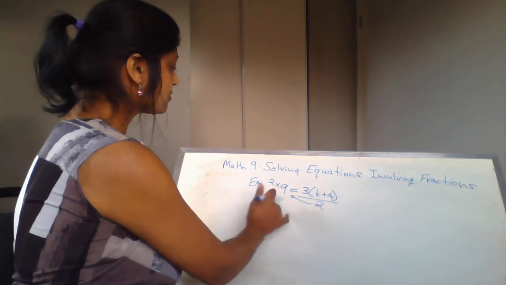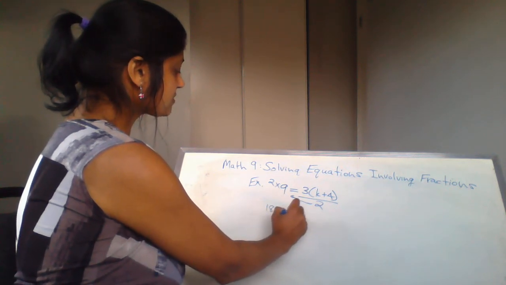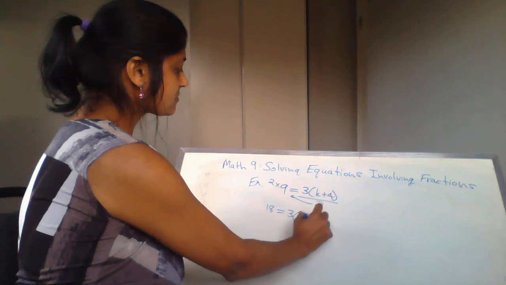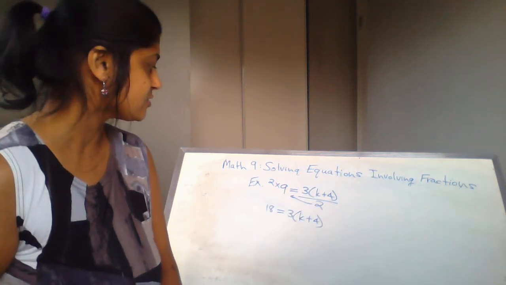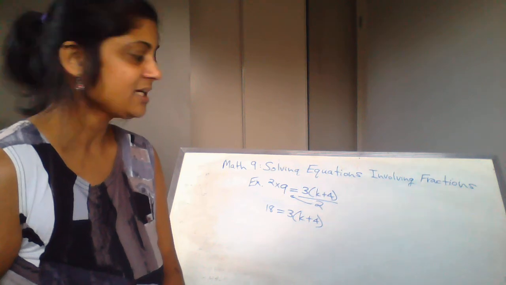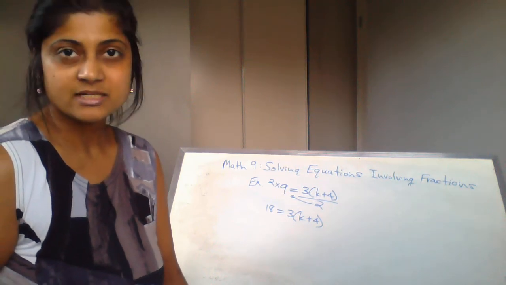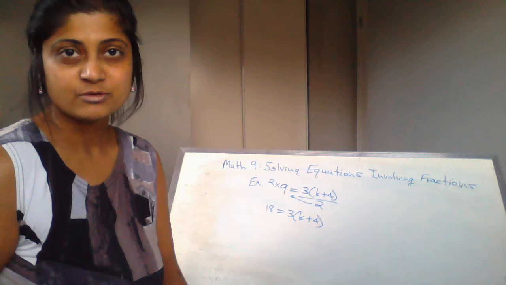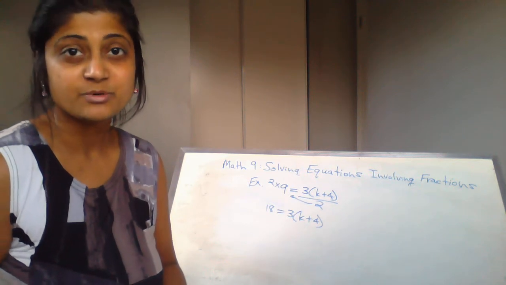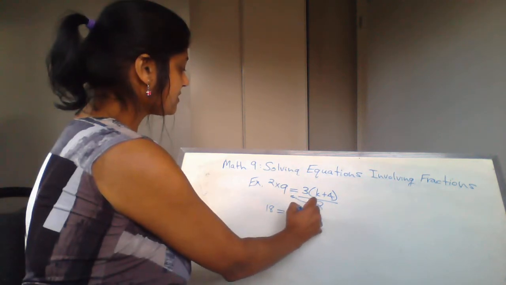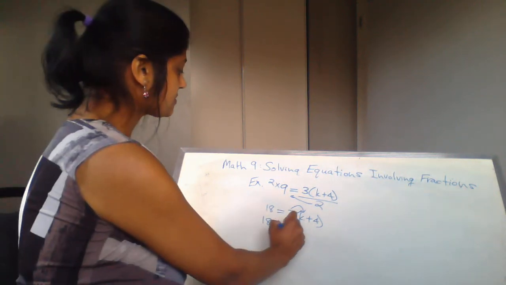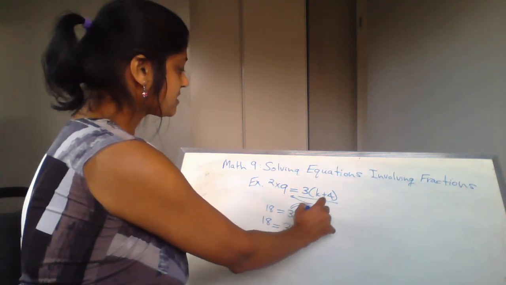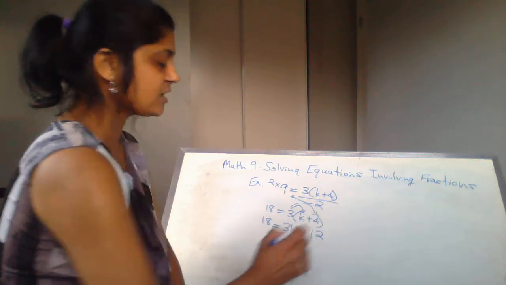Let's put it a little lower so we can see it. Equals 3 times (k plus 4). So to get rid of the brackets here, I can do the distributive property. I can also, if I want, divide both sides by 3, but let's practice doing the distributive property here. I'm going to do 3 times k, so 18 equals 3k, and then 3 times 4, which is equal to 12.